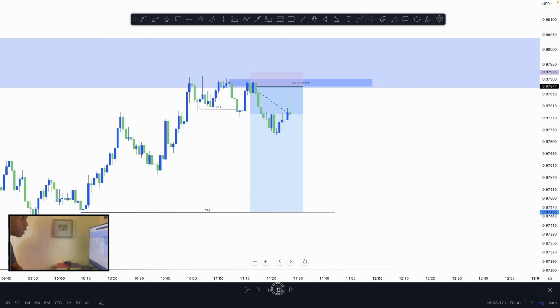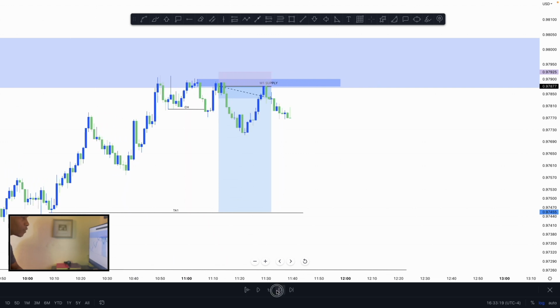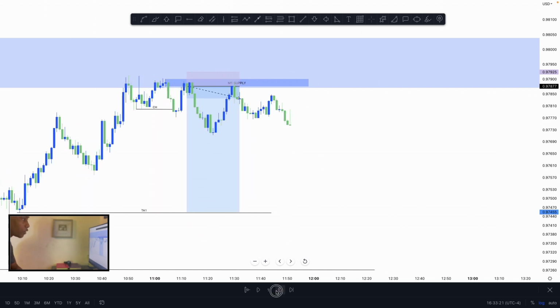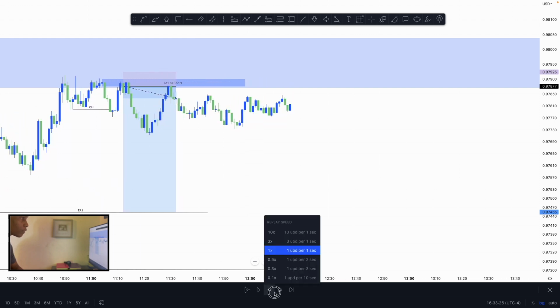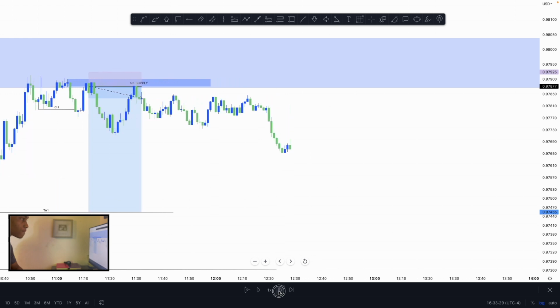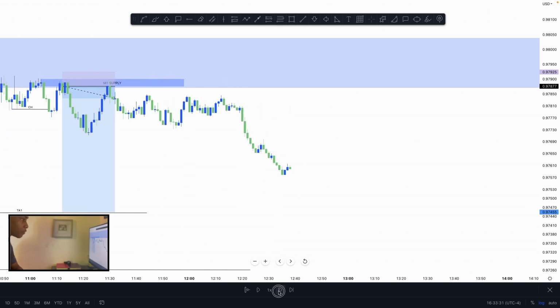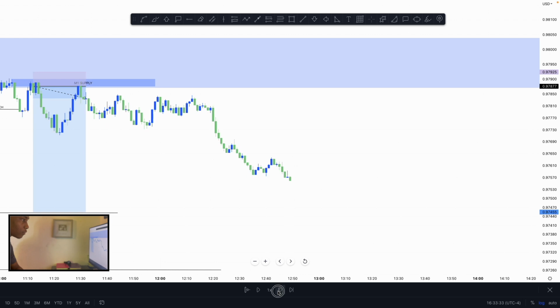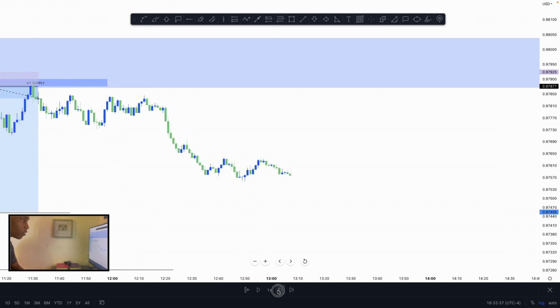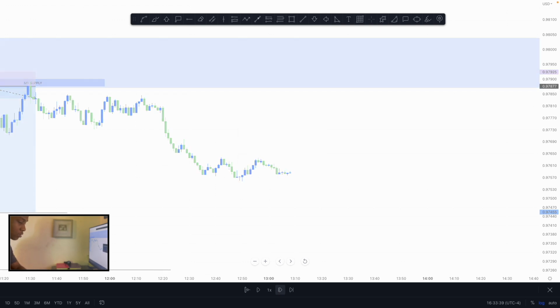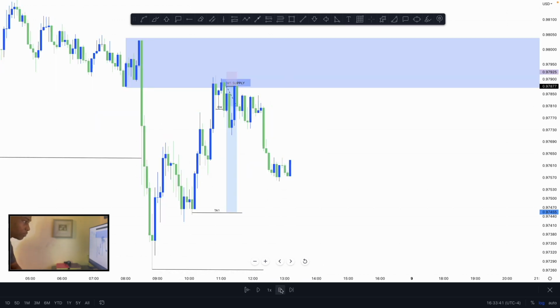and all we have to do is just wait on price, trust the process, and just wait on price to do its thing. Let's move to the 5 minute just to speed things up.